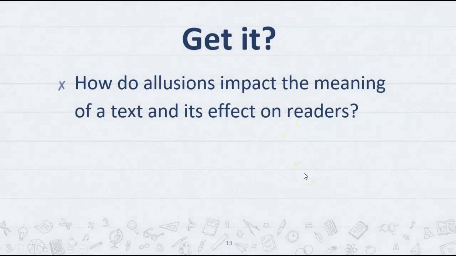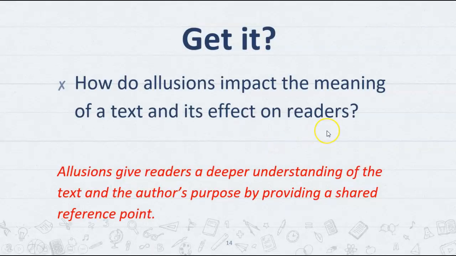So how do allusions impact the meaning of a text and its effect on readers? Allusions give readers a deeper understanding of the text and the author's purpose by providing a shared reference point. Typically, the author is referring to something that is a broad, well-known example in that particular culture. So it gives the writer and the reader kind of a shared experience by referring to an older text or an older example that both sides are familiar with.